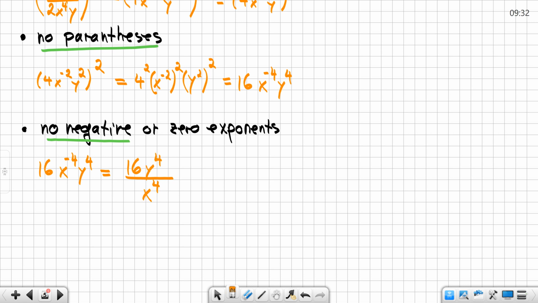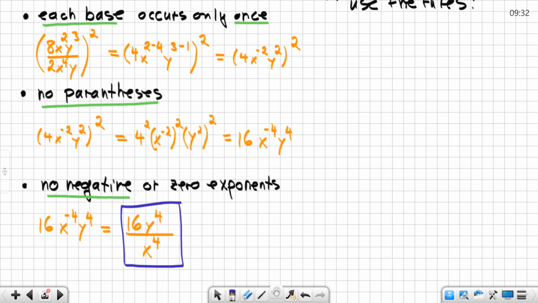The y raised to the positive 4th stays on the top, and I have now completely simplified the given exponential expression at the beginning using my rules. Each base only once, no parentheses, no negative or 0 exponents.